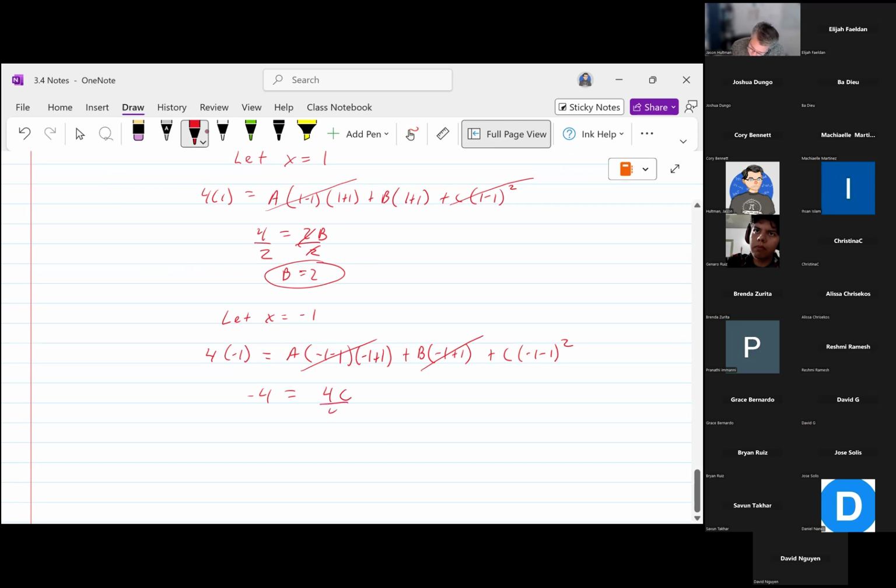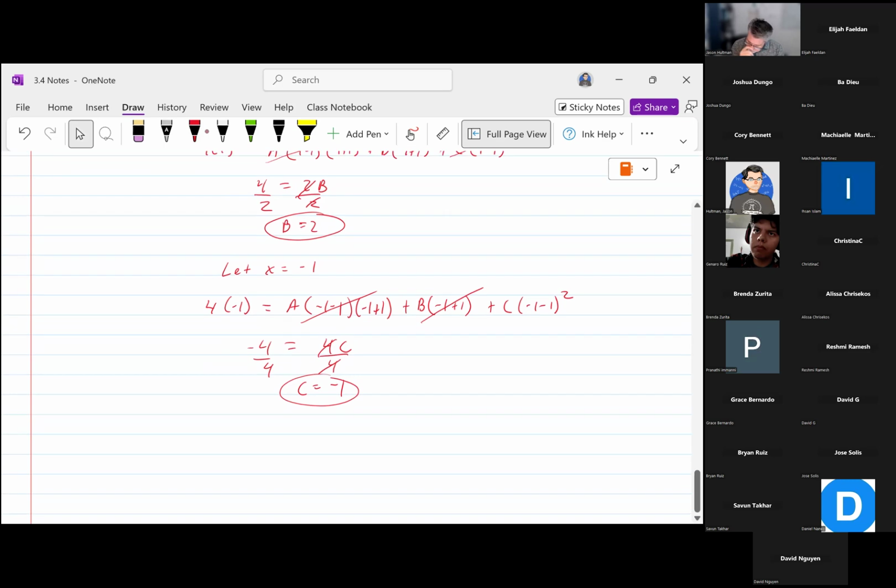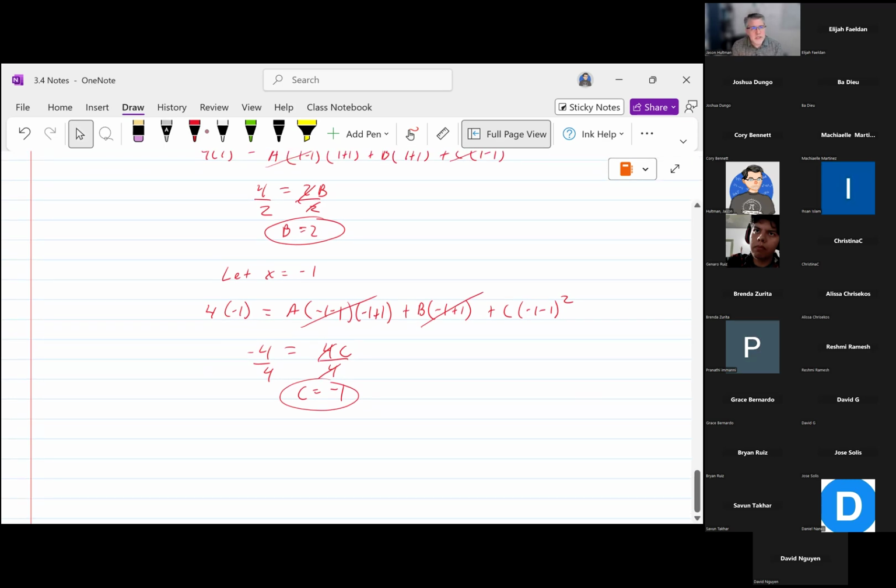Okay, and so we divide by 4, and we get c is -1. So c is -1. How do we solve for a? We've got b, we've got c. Let's go back to our original. The Heaviside technique fails us here a little bit, because there is no number that I can plug in for x that will automatically solve for a. So I've got to look at this algebraically and do some algebraic manipulation.